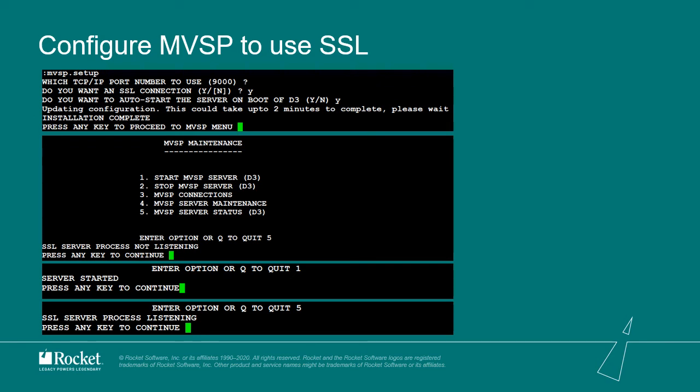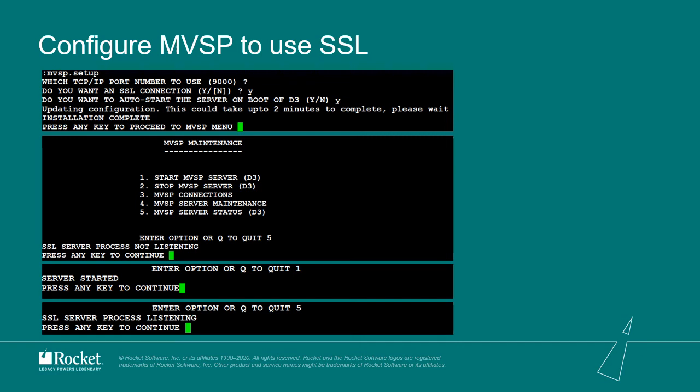Now that we've got everything installed, let's configure and start MVSP in SSL mode. Log to the MVSP account and type mvsp.setup. Supply the TCP port number if you wish to use something other than 9000. Answer yes to the SSL connection question. Supply the startup option of your choice. I usually answer yes. When complete, you'll be at the MVSP menu.